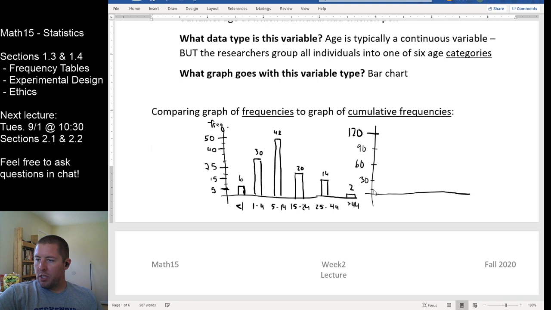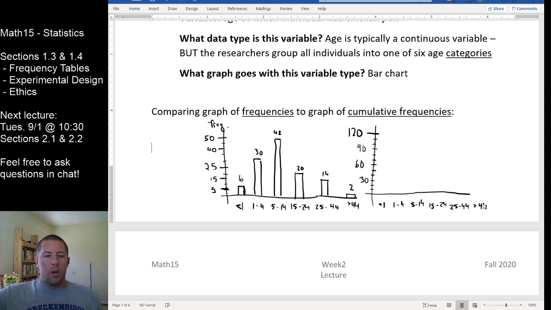And maybe I'll just give myself some tick marks for the tens, right? So that's 40, 50, 60, 70, 80, 90, 100, 110, 120. So in this case, all my tick marks are another 10 units that have been accumulated. I still have all of my same categories down here. Less than 1, 1 through 4, 5 through 14, 15 through 24, 25 through 44, and greater than 44.